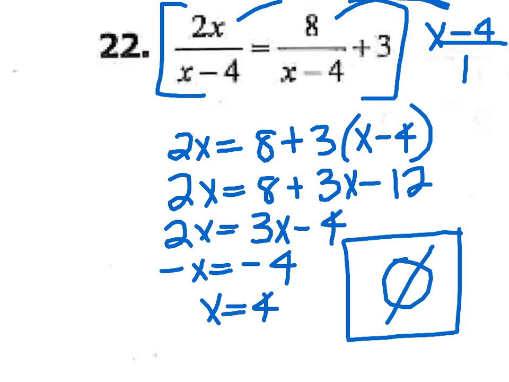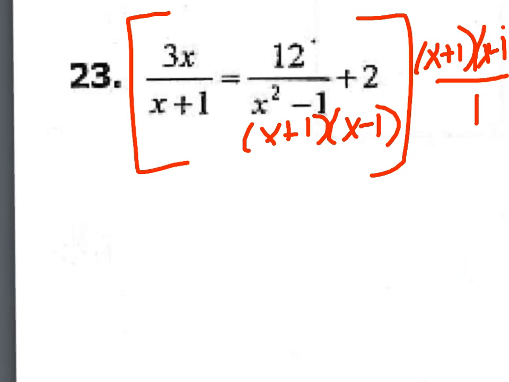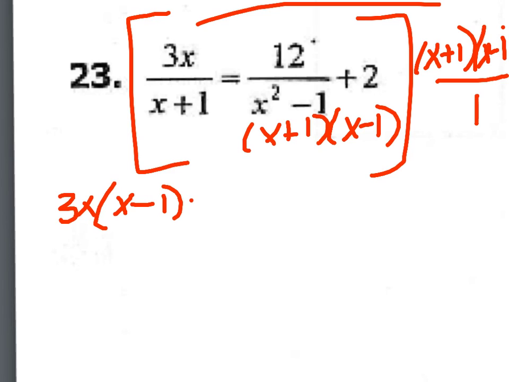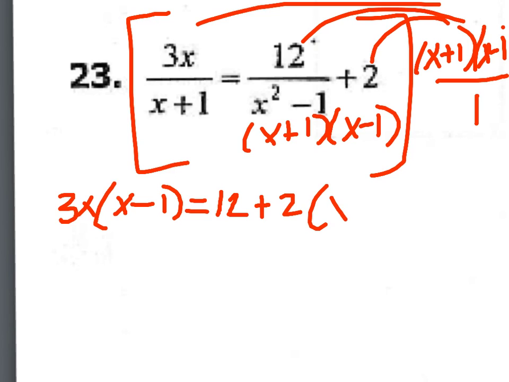Okay, number 23. When I factor, I find that my LCD here is x plus 1, x minus 1. So I'm going to distribute. I have 3x times x minus 1 equals 12. And then when I distribute to the 2, I have 2, and I'm going to FOIL those in my head and get x squared minus 1. So I have 3x squared minus 3x equals 12 plus 2x squared minus 2.